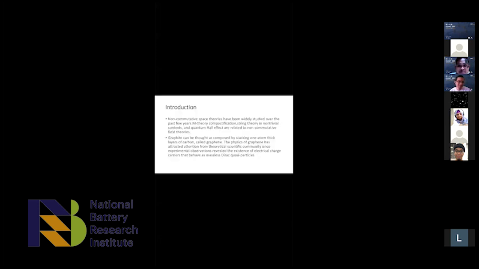We are now on this slide for graphene in non-commutative geometry. First of all, the coordinate operators satisfy the first equation here, where theta is the anti-symmetric tensor of the space dimension. In the context of this deformation, the product of two functions is given by the Moyal product, which is in the second equation.